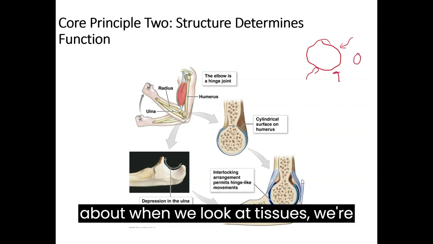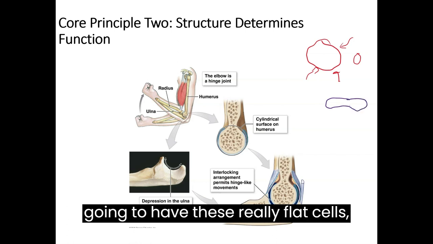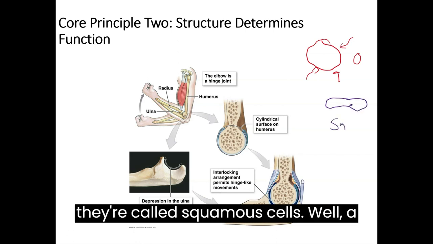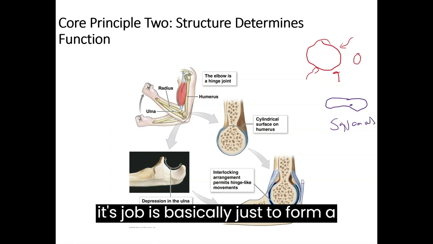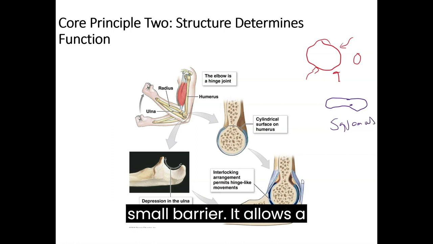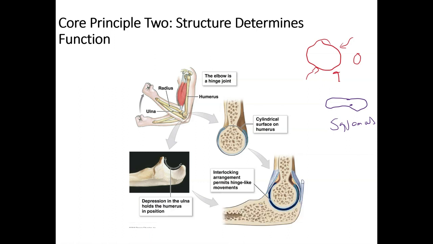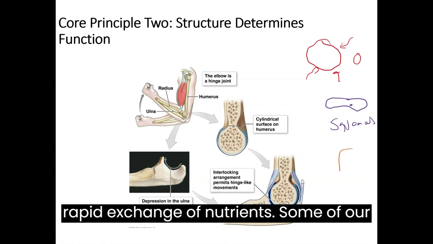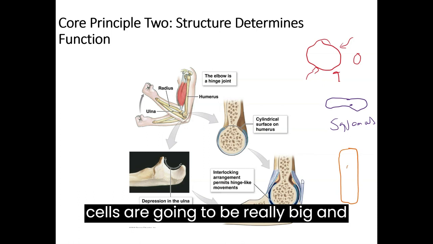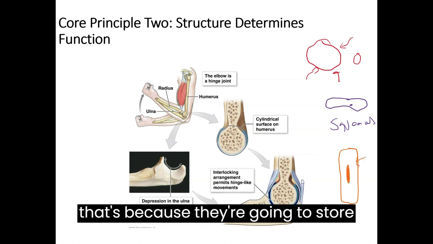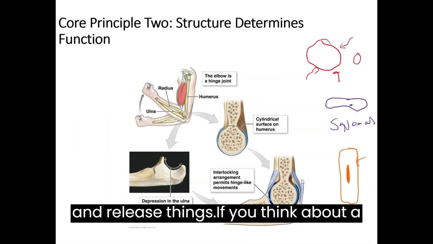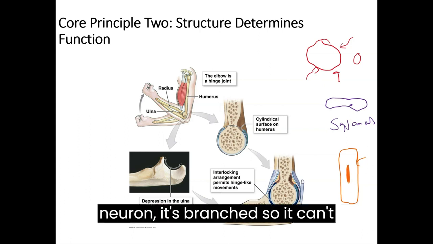If you think about when we look at tissues, we're going to have these really flat cells. They're called squamous cells. Well, a squamous cell is really flat because its job is basically just to form a small barrier. It allows a rapid exchange of nutrients. Some of our cells are going to be really big and long, like storage bags. Well, that's because they're going to store and release things. If you think about a neuron, it's branched so it can communicate.